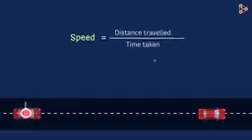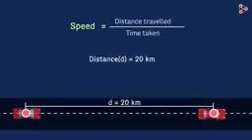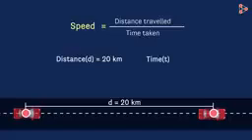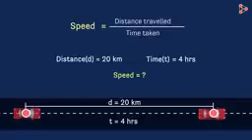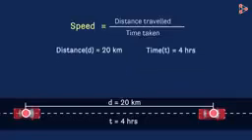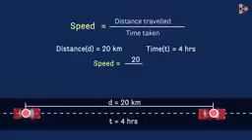distance. Say the distance d is 20 kilometers and the time it takes to cover this distance is 4 hours. What will be the speed of the car then? Yes, the speed will be 20 over 4, that's 5 kilometers per hour.